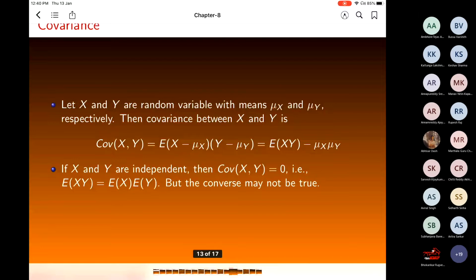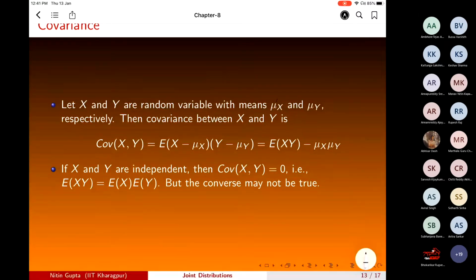Now let us define covariance. So X and Y are random variables with means mu x and mu y. That means the mean of X is denoted by mu x, that is nothing but the expected value of X, and this is the expected value of Y. Then the covariance between X and Y is defined as the expected value of (X minus mu x)(Y minus mu y).